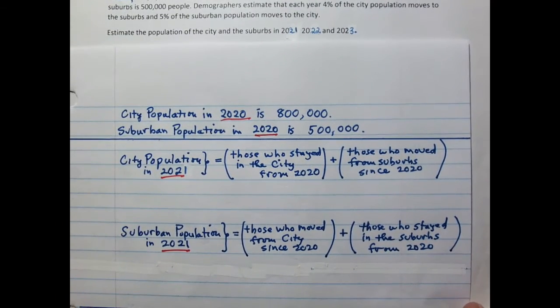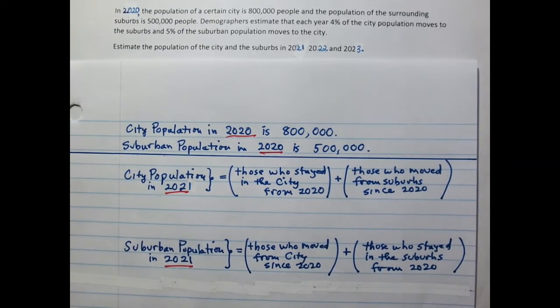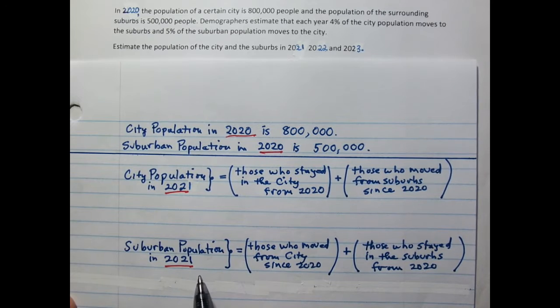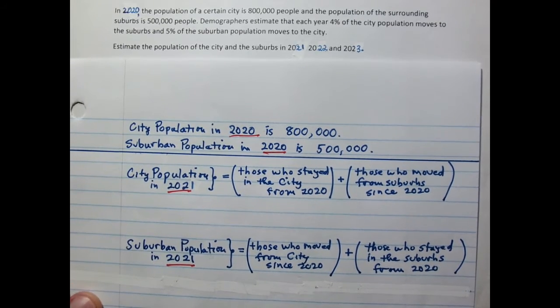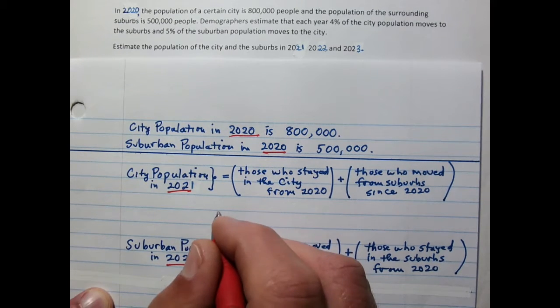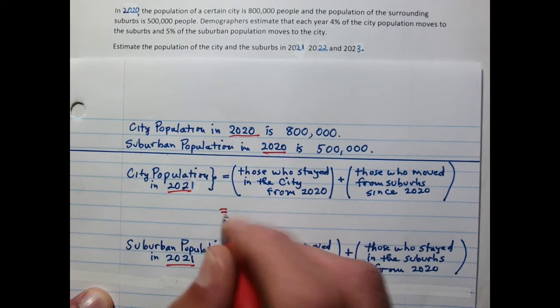What we want to do is express the city population in 2021 and the suburban population in 2021. Now, if we just wanted one of these, we wouldn't have to look for a pattern. We could just calculate it. But there's going to be a pattern, and then we're going to see that we can apply this pattern to any future year, basically. So let's see how we could calculate the city population in 2021.